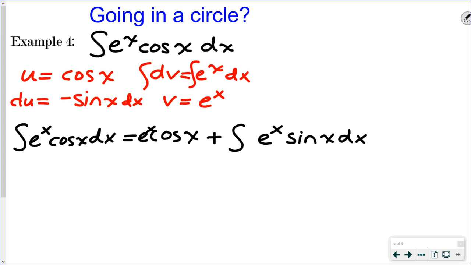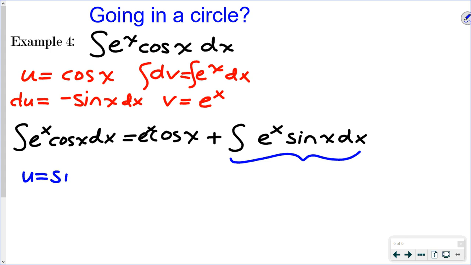Okay, so we're going to integrate, but notice we have to use integration by parts again, so I'm actually going to hold off on that. Okay, so we're going to have to do integration by parts with the e to the x sine of x. But we're going to do the same thing like we did previously.